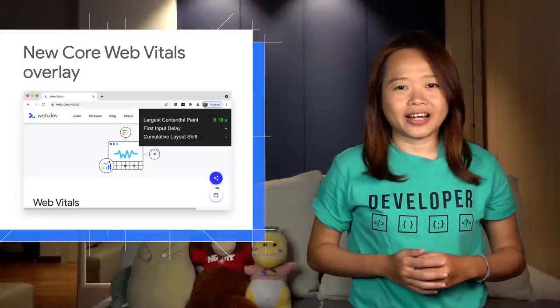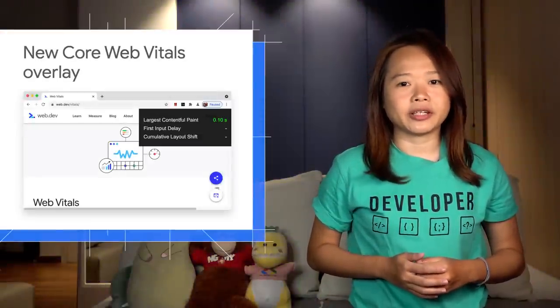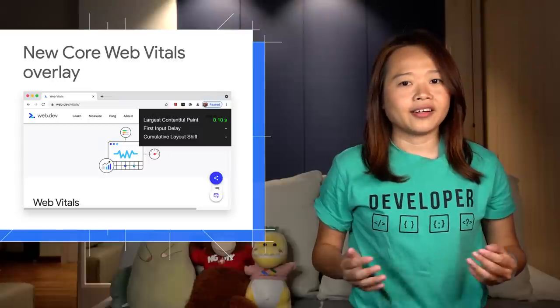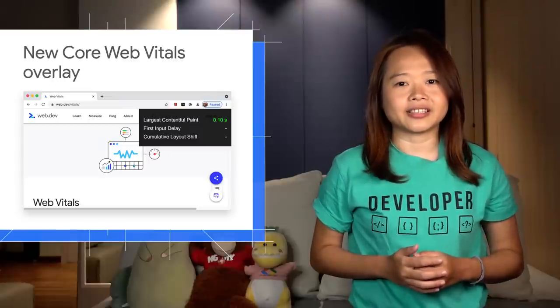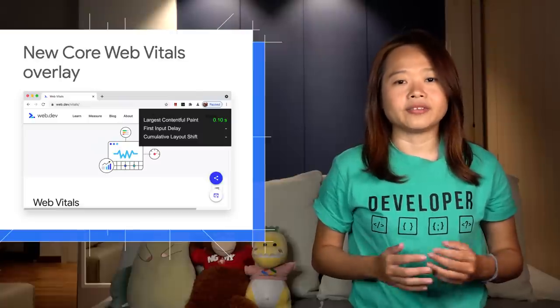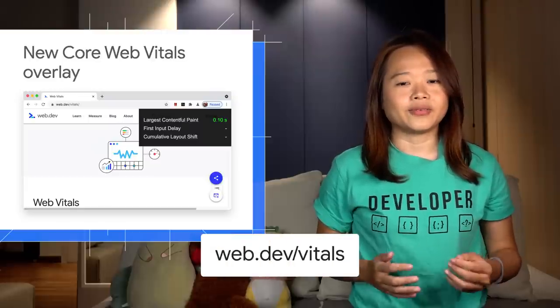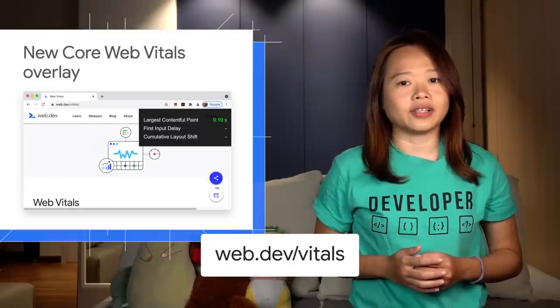Next, you can now better visualize and measure your page performance with the new Core Web Vitals overlay. Core Web Vitals is an initiative by Google to provide unified guidance for quality signals that are essential to delivering a great user experience on the web. Go to web.dev/vitals to learn more about it.